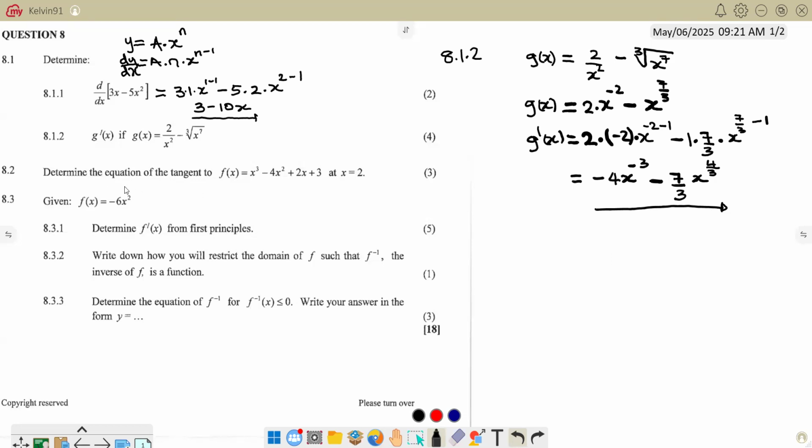So we are on question 8.2. The question says determine the equation of the tangent to the curve f(x).